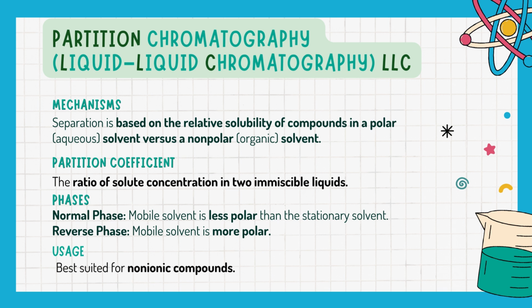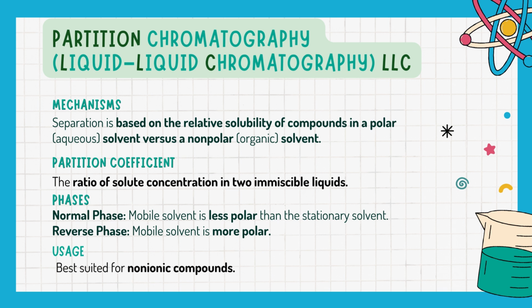So this is a separation based on the partitioning of compounds between two immiscible liquid phases, polar and nonpolar. In this method, the stationary phase is a liquid that is immobilized on a solid support within the column. The mobile phase is another liquid that flows over the stationary phase. Separation occurs as sample components distribute between the mobile and stationary phases based on their relative solubility.